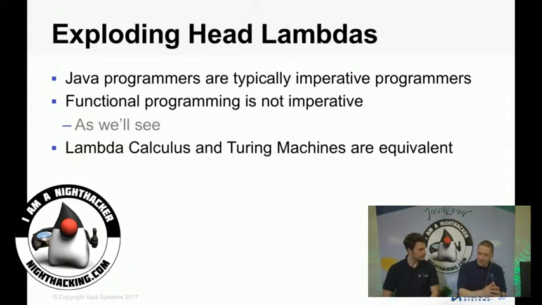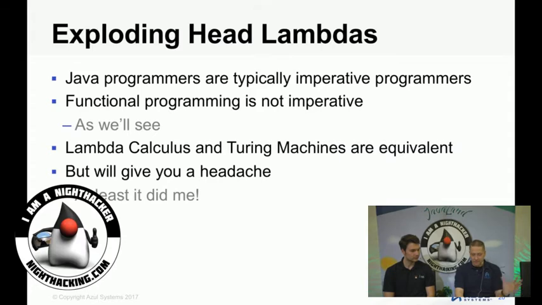but the interesting thing is that lambda calculus and Turing machines are equivalent. The idea is that anything you could do with a Turing machine or a Turing complete language like Java, you can do purely using functional programming. And as an aside, Alonzo Church, interestingly enough, was Alan Turing's supervisor when he did his PhD. So the idea is that they're equivalent. It will give you a headache, especially when you start looking at these things.